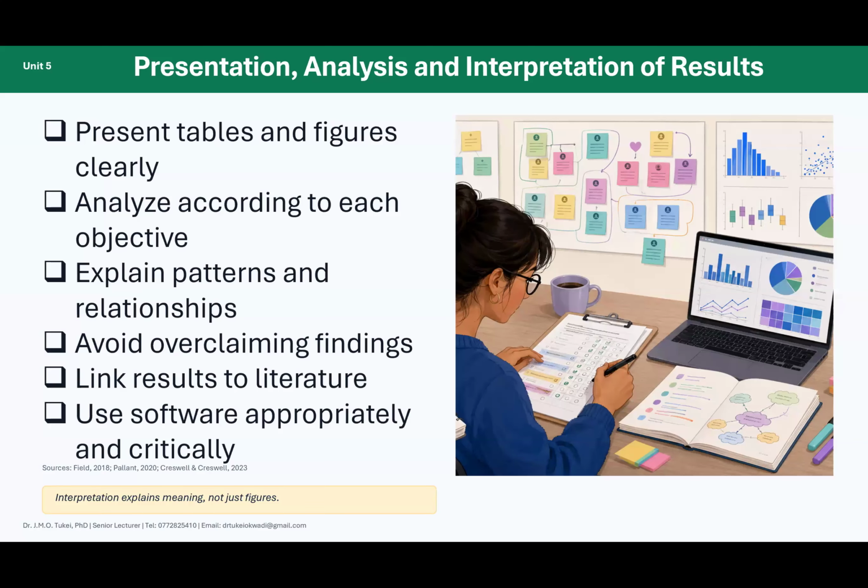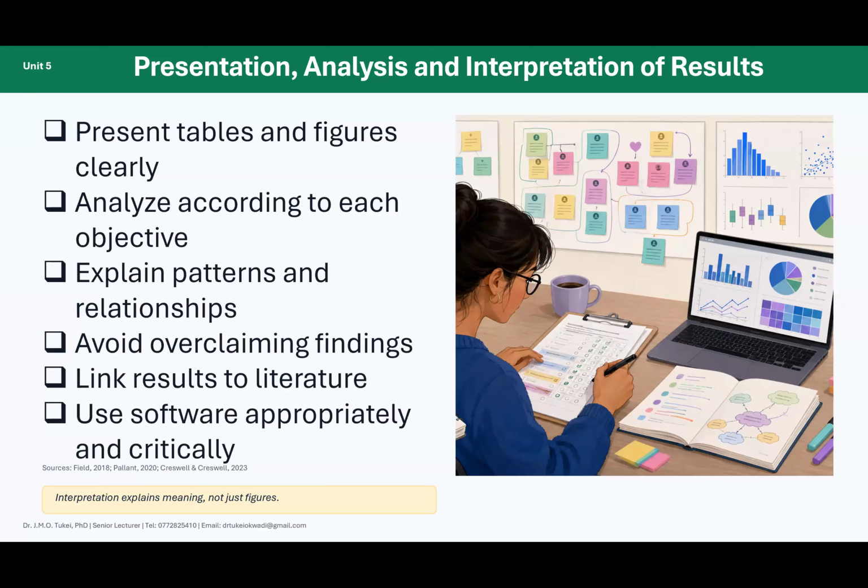Researchers must avoid over-claiming causality, generalizing beyond the sample, and introducing evidence that was not collected. Software can support analysis, but responsibility for interpretation remains with the researcher.